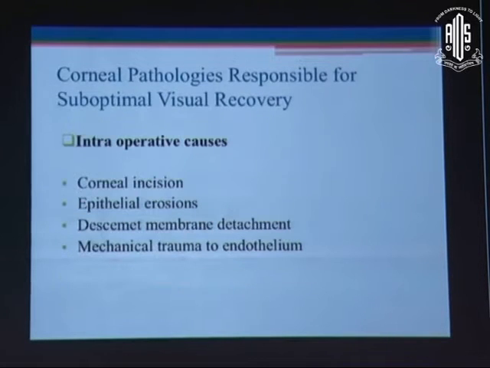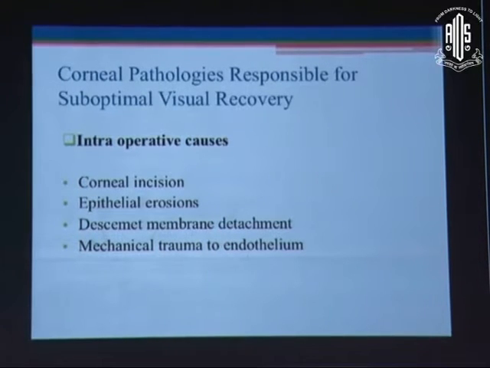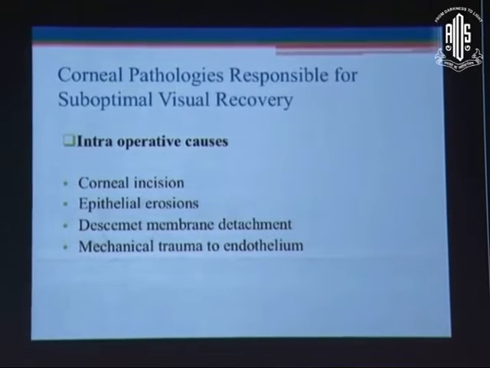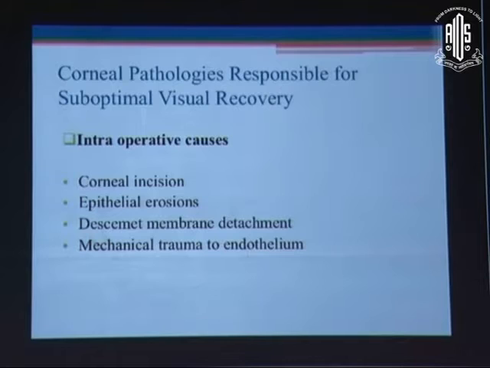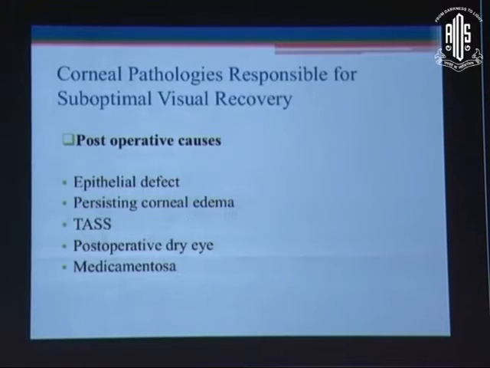There are cases with corneal ectasia which have cataract, which may be pre-existing or post-surgery, like post-refractive surgery or post-keratoplasty patients. Intraoperative factors may be your incision as such, which may be going through so much stress because of various surgical techniques. Then you have epithelial problems, especially in diabetic patients where you have epithelial erosions, Descemet's membrane detachment, and trauma to the endothelium. These are the main intraoperative factors.